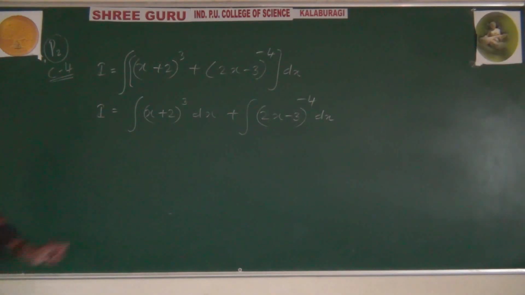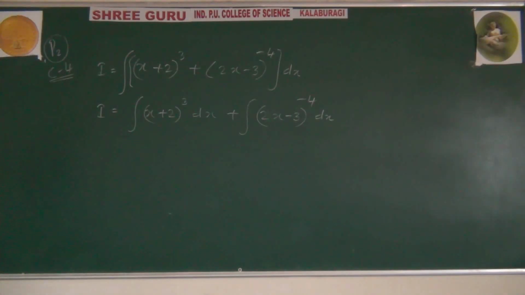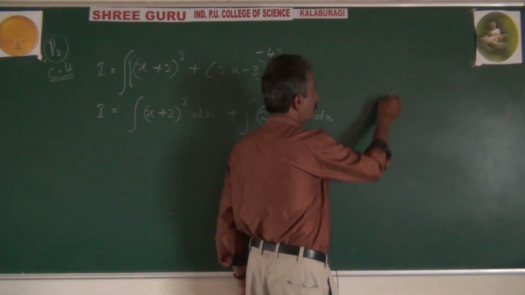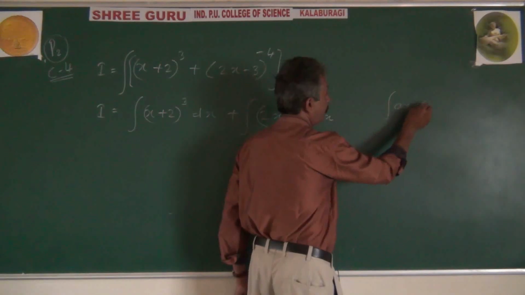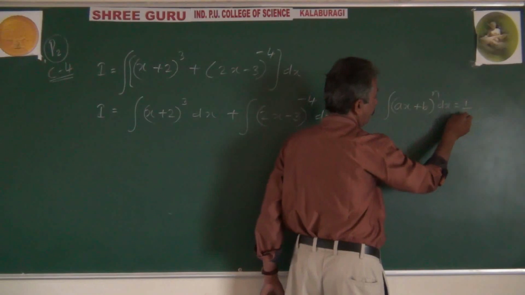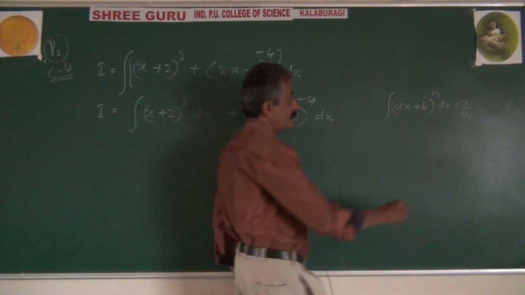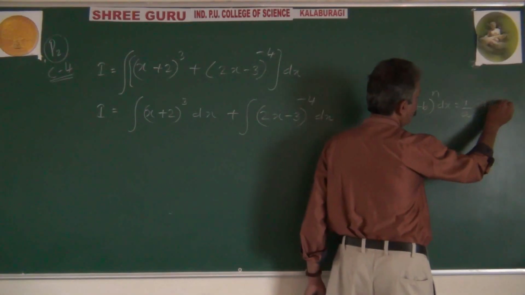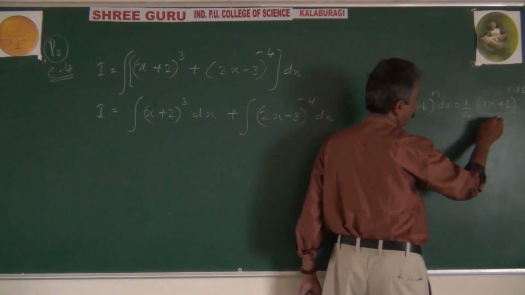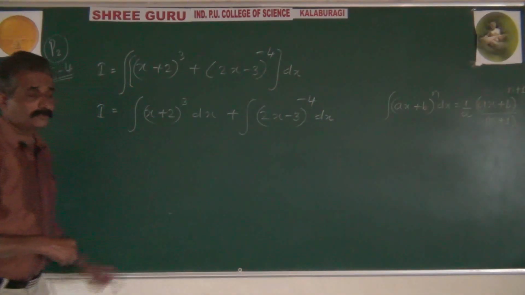And you may think that we need to apply here (a plus b) whole cube. It can be applied, but not necessary, because we have the support of a formula from the last class. What formula do we have? Integration of (ax plus b) to the power n. The formula is 1 divided by a, where a is the coefficient of x: 1 by a into (ax plus b) to the power n plus 1, divided by n plus 1. So let's use that formula.